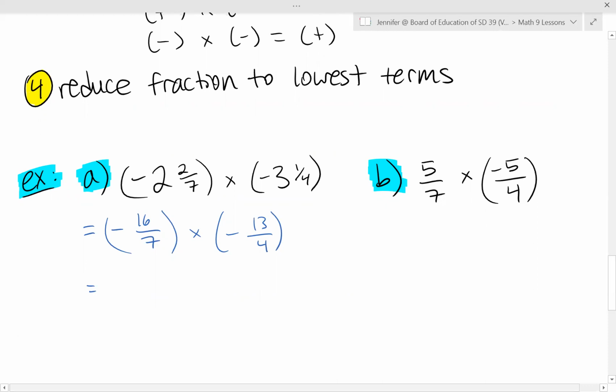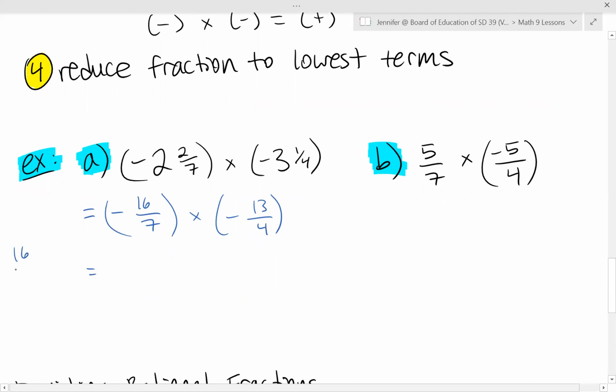It doesn't matter if they have common denominators or not. So 16 times 13, you can do this on the side if you don't know it off the top of your head. I would not, but I just did it on my calculator quickly to save us time. So we've got 208 on the top. We know it's going to be positive because we have a double negative. On the bottom, 7 times 4, that gives us 28.